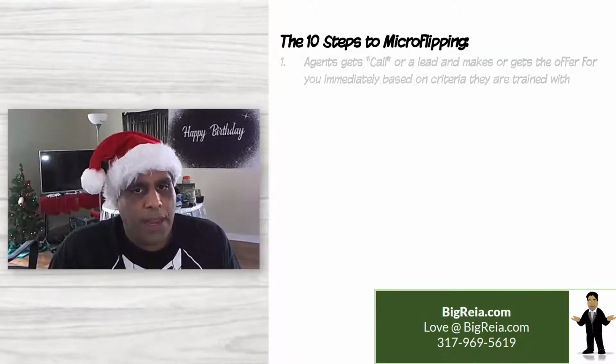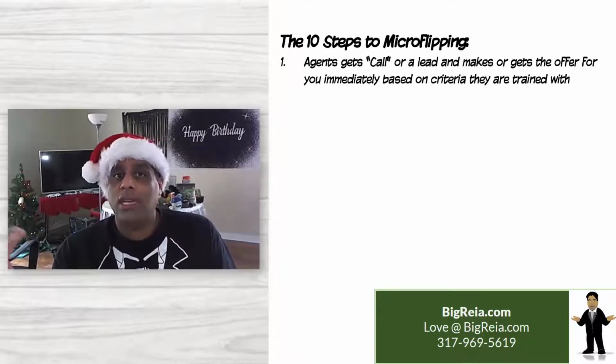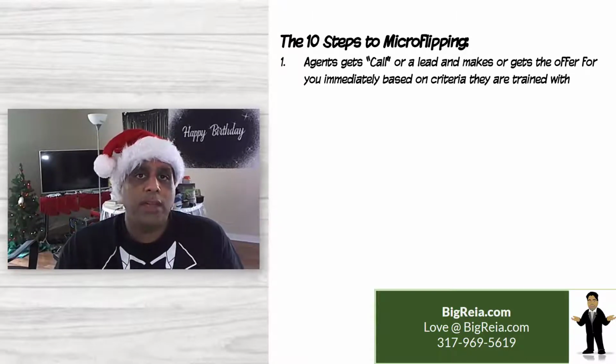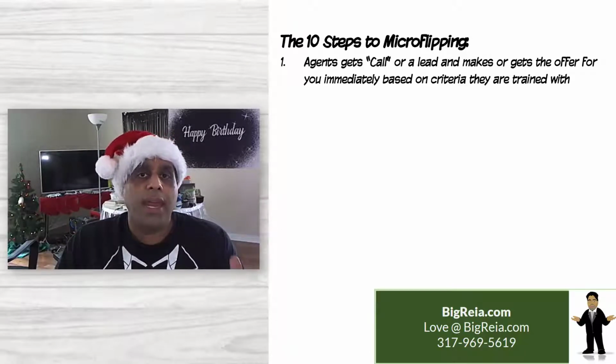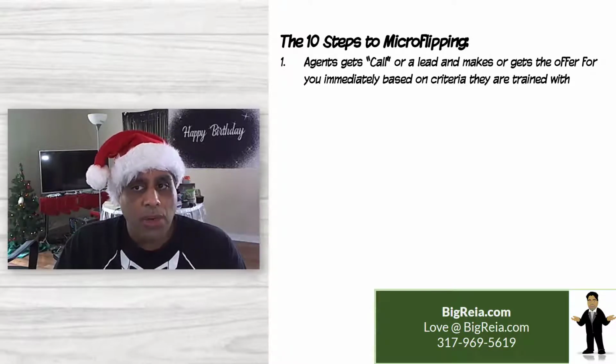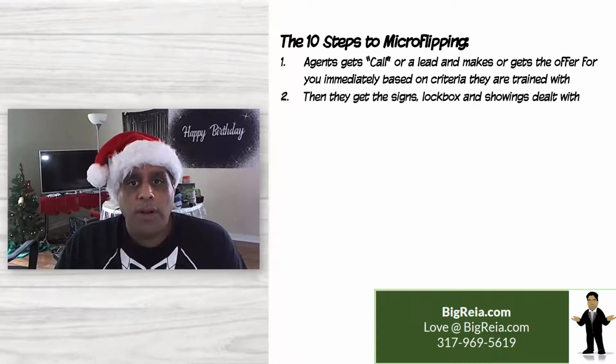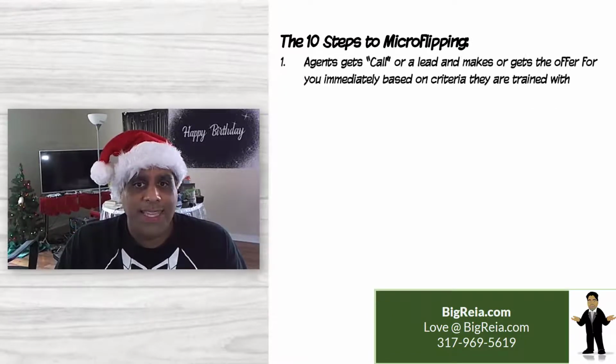Does that make sense? Okay, so 10 steps to microflipping. Here we go. Number 1, the agent gets a call. We're going to talk about how they get a call. This is how you generate your seller leads. They get that call. Your agent, remember, is your boots on the ground. This is your guy, your man representing you. They need to have a real estate license. Once they get a call or a lead, they make or get the offer for you immediately, right? Based on the criteria they're trained with.